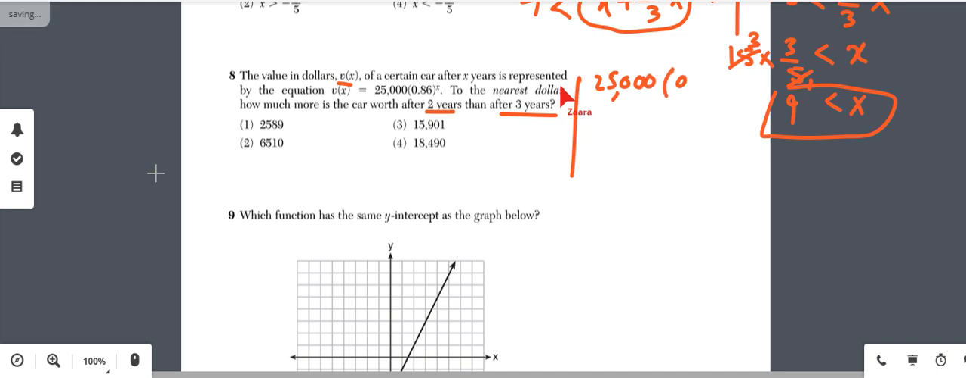So 0.8 raised to the power of 2, we have to calculate it, and if I just calculate it using the calculator, let me just give you the answer.